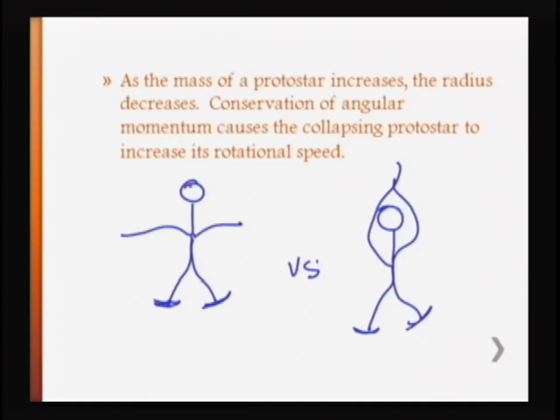Okay? So right now, I just want you to know that as the mass of that protostar increases and the radius is decreasing because everything gets pulled in closer, then that whole rotating protostar is going to be rotating faster.